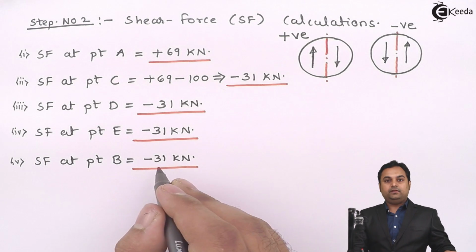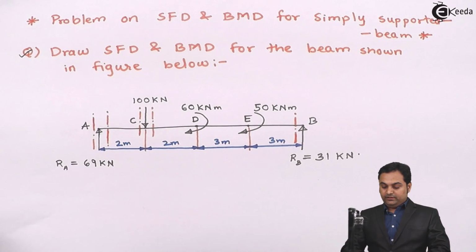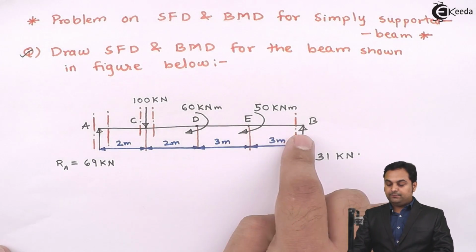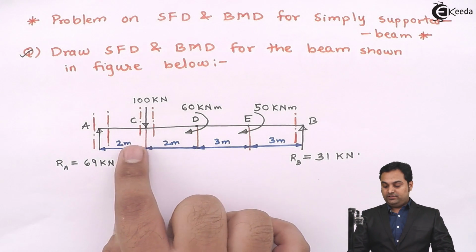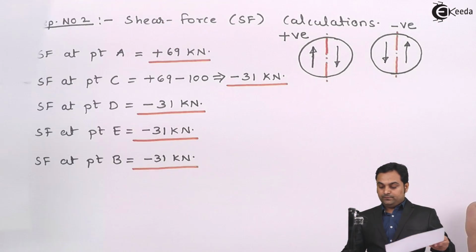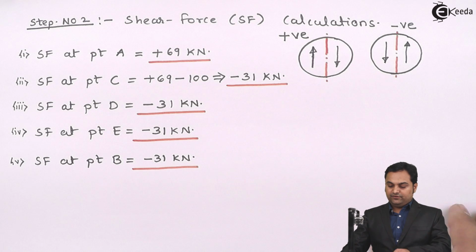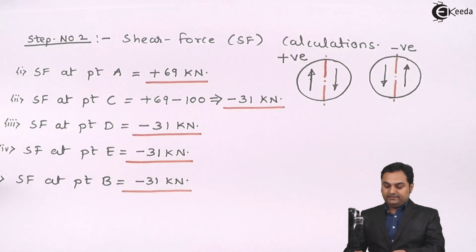and this will be the same value because between C, D, E and B there are no loads acting. So whatever shear force value we have at C, that will continue up to point B. Now once we have found out the values of shear force, we can draw the shear force diagram, and for that we need to draw the beam again.